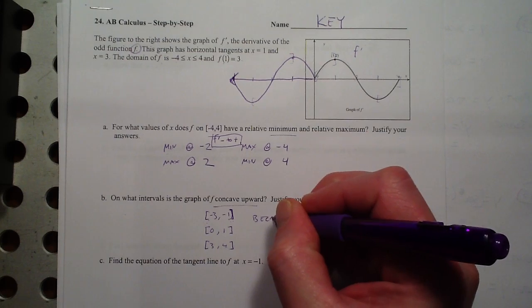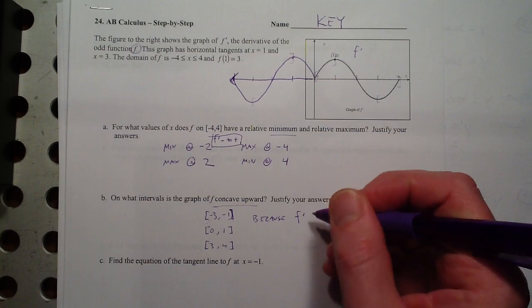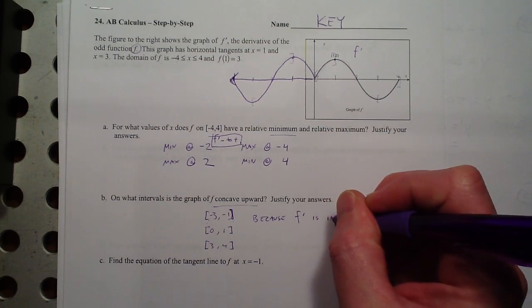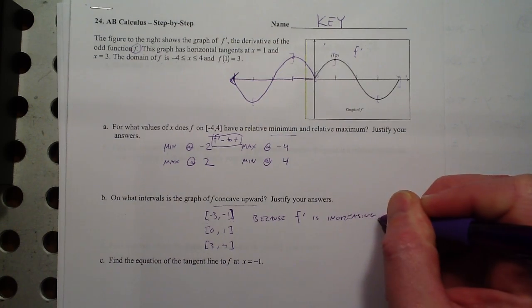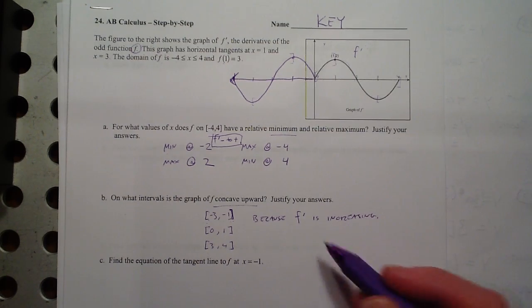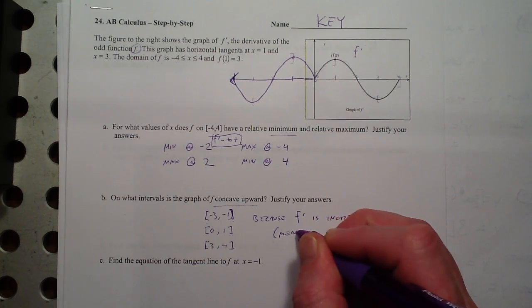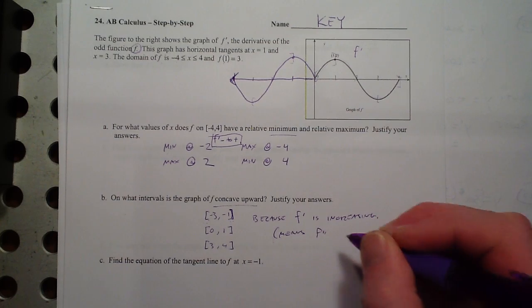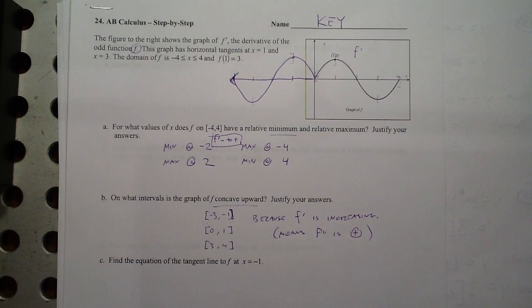Because f prime is increasing, right? Which means that the second derivative is positive. Let's see about part C: find the equation of the tangent line to f at x equals -1.